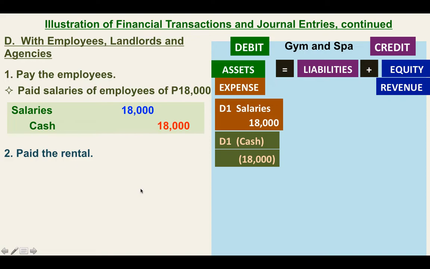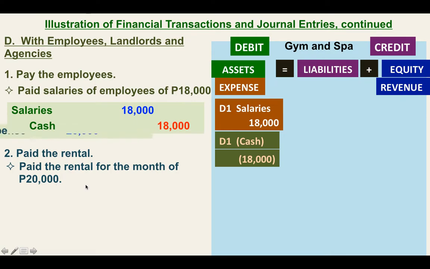Next, payment of the rental. The transaction is this: paid the rental for the month of, for example, January, 20,000. When we pay the rental, what did we receive? The space that is being provided to us. And in accounting, that space that we have paid for is rent expense. So we debit rent expense and credit cash.